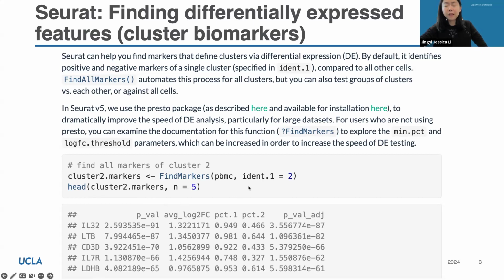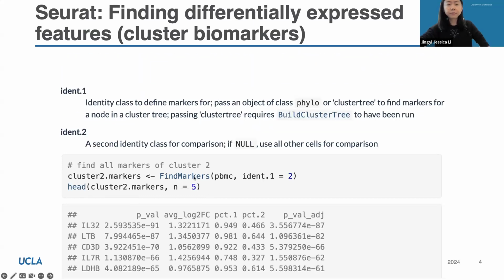So we will go through the results in a later slide. Let's first look at the FindMarkers function. So here we only specify ident.1 as the cluster to define markers for. But there's also ident.2 if you want to specify the second group you want to compare with group 1. If you don't specify it, as we do here, then ident.2, the default, is set to NULL, meaning that you use all the other cells for comparison. But let's say if you specify ident.2 to be 3, then you are basically comparing cluster 2 to cluster 3 instead of cluster 2 to all cells.